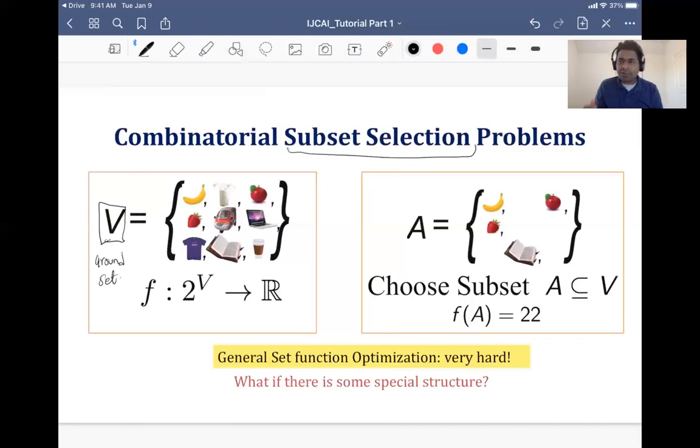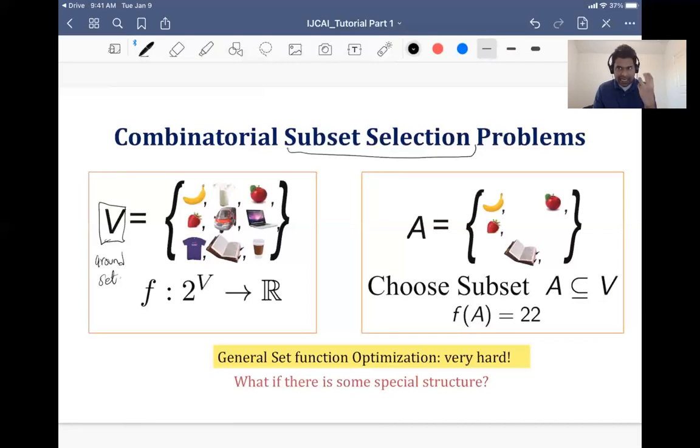What does subset selection mean? Well, you're selecting a subset of something. That something is a ground set. So the ground set is my entire set of data points. It could be my entire CIFAR-10, it could be my entire ImageNet. And I want to select the right subset of this.